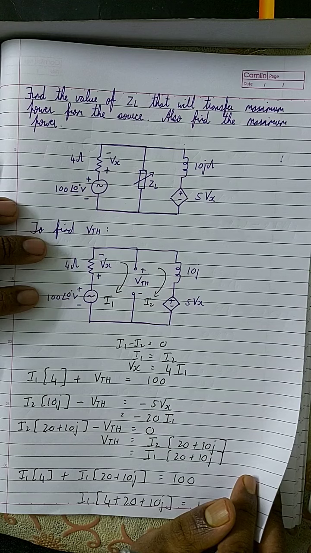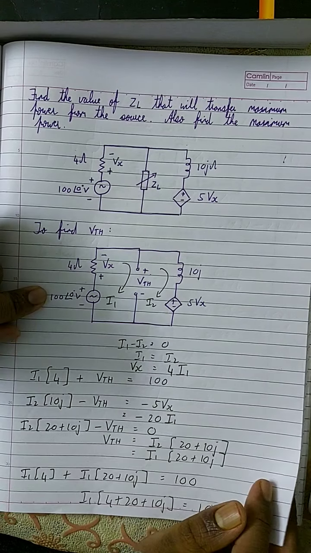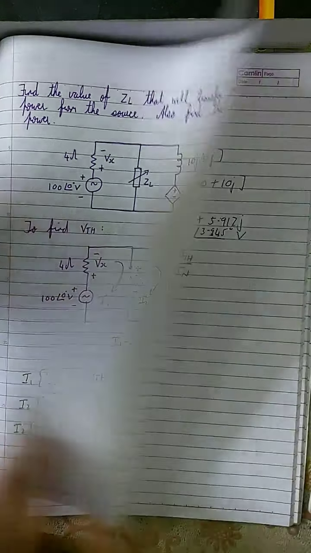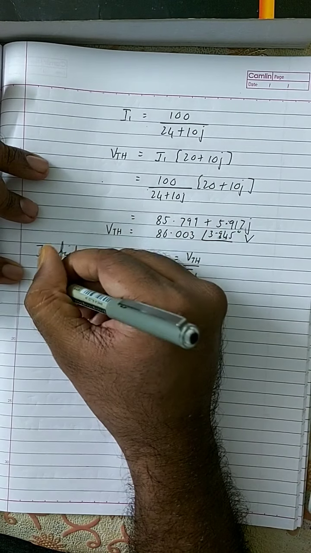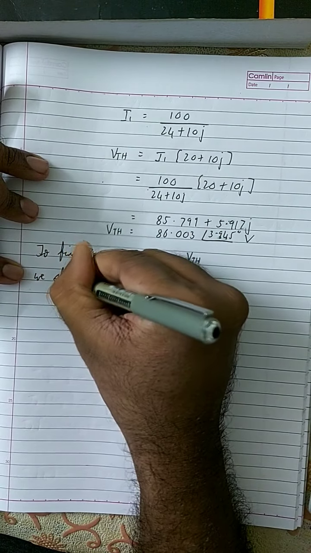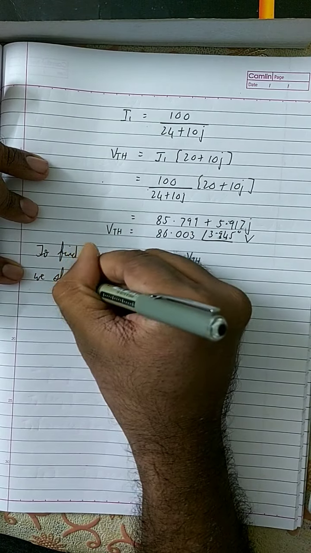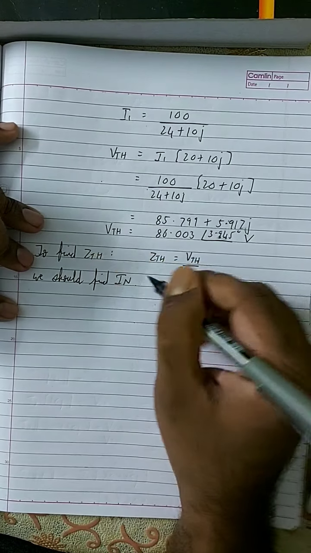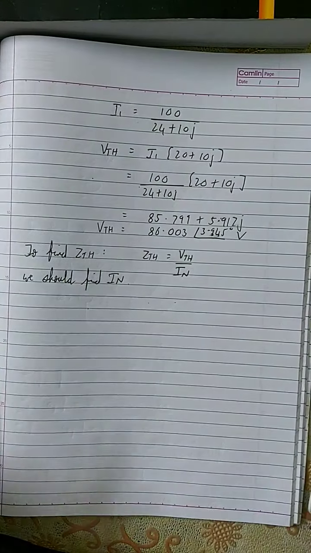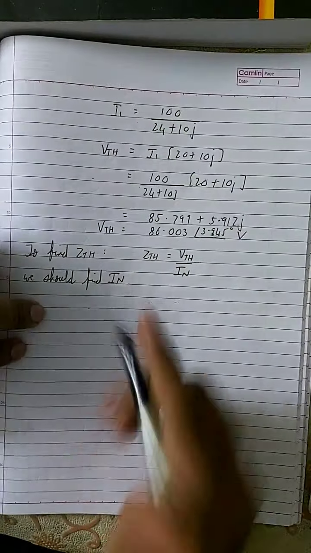So how do you find the value of ZTH? The only thing is simply short it, right? To find ZTH, we should find IN. So to find IN, this is the circuit. That is a resistor and a voltage source.